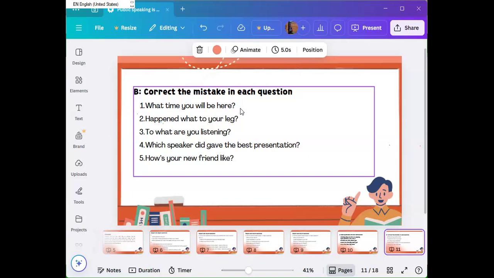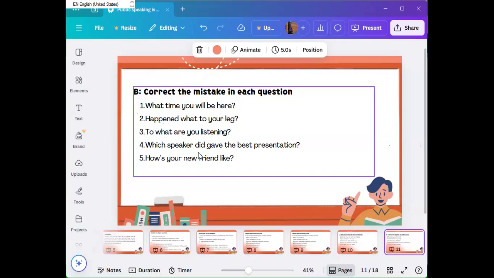What about number 3? To what are you listening? Mistake. What are you listening to? Very good. Actually, listen and to is like a phrase. Most of the time we do not divide them because listen to is a phrase. Okay, what are you listening to? Correct.